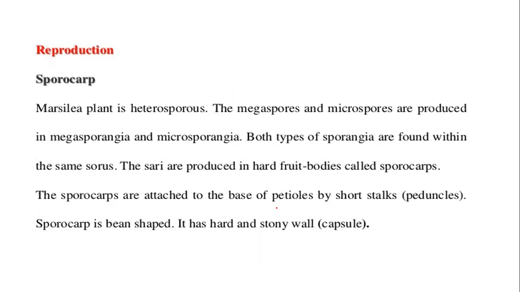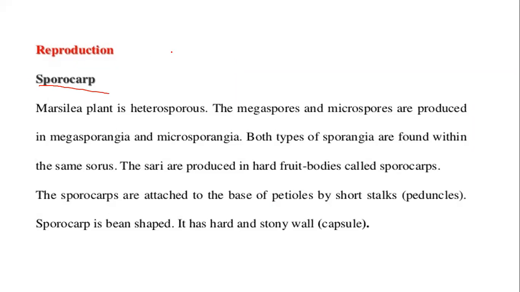So in Marsilea, during reproduction, they develop a very important fruiting body-like structure, which we call the sporocarp. So this is concerned with the reproduction.